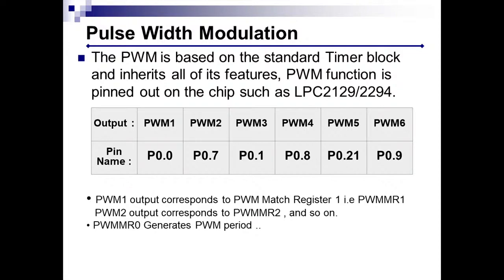Then let me discuss pulse width modulation. It is very important for power electronics. Frequently we require it in motor drive applications. If you have a single phase motor, you require only one PWM. Even for a DC motor, you can control the speed with the help of only one pin with pulse width modulation.